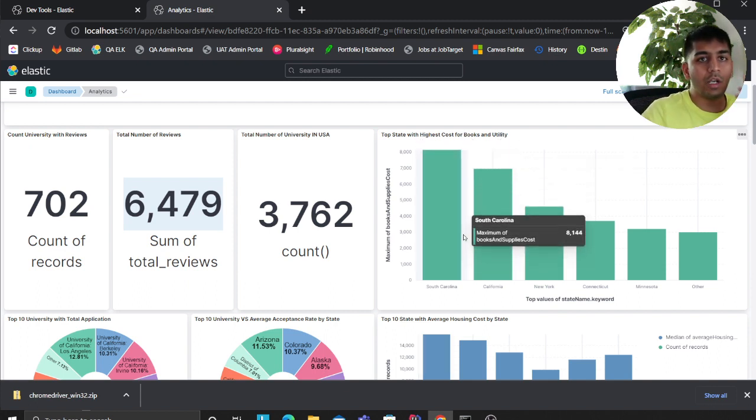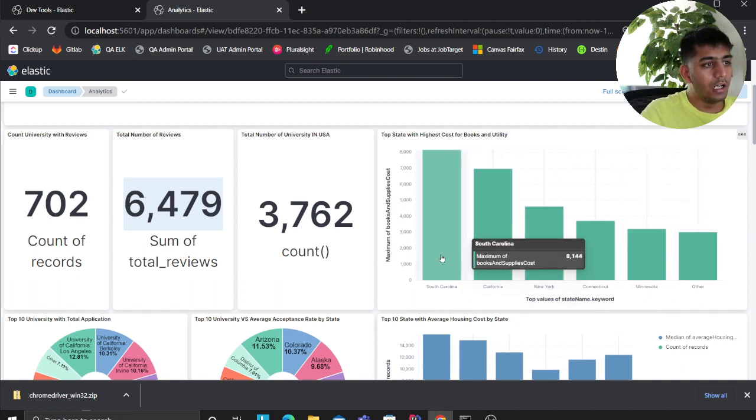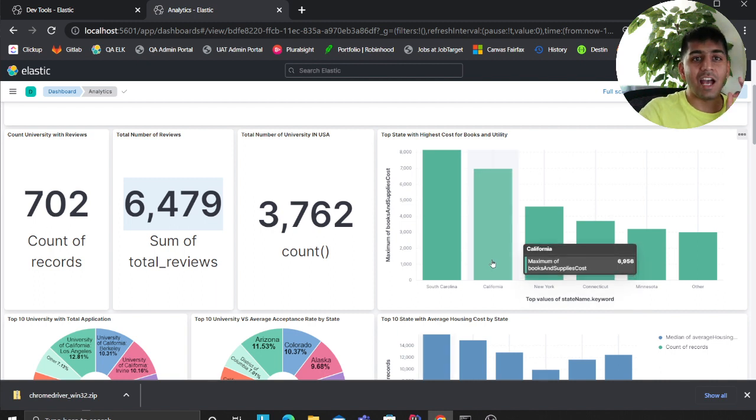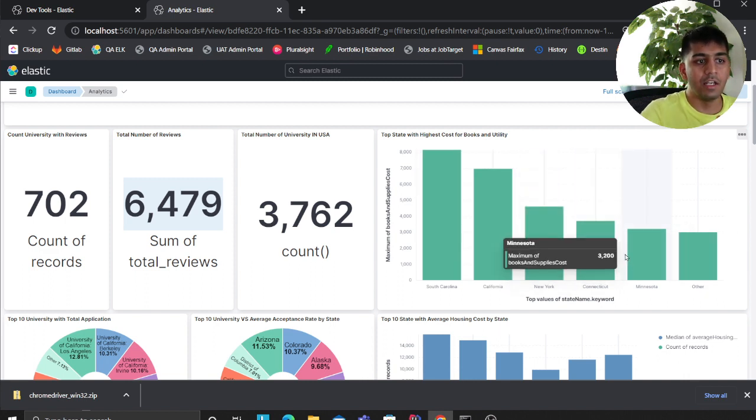Now, these are the top states with the highest cost for books and utilities. So anybody who comes abroad to the US, this graph tells you very easily: South Carolina and California have the highest cost for books, around $7,000 to $8,000. So if you want to avoid a high cost for books, you can go for something like Minnesota or Connecticut, where the cost of books and utilities is a little lower.